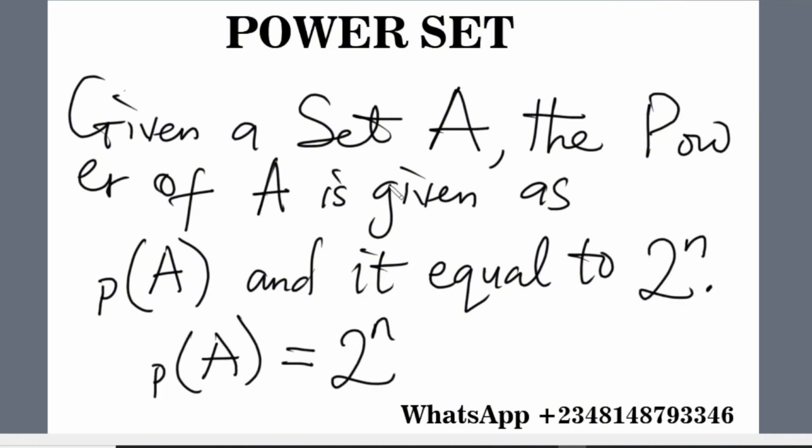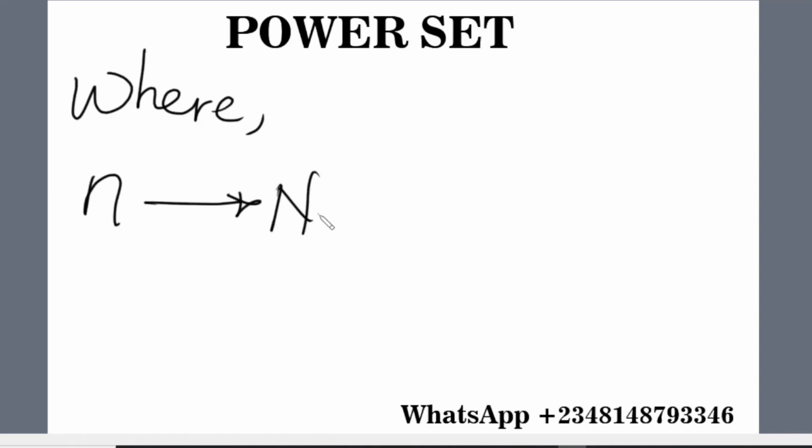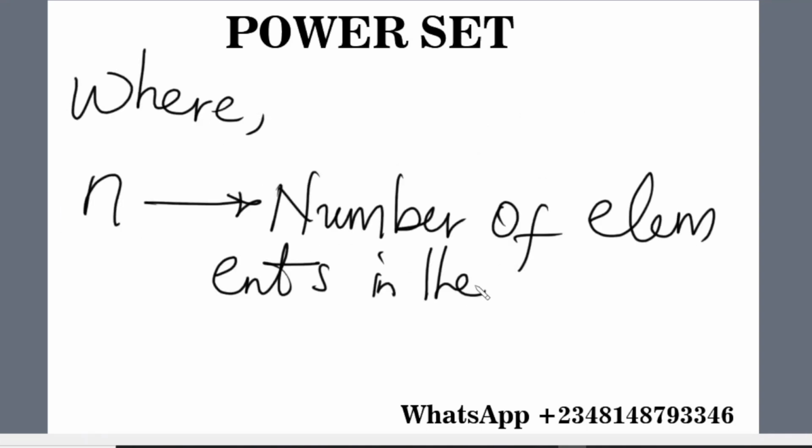So given a set A, the power of A is given as P open bracket A and then close the bracket, and it is equal to 2 raised to power n. So P(A) equals 2 raised to power n, where n is the number of elements in the set.